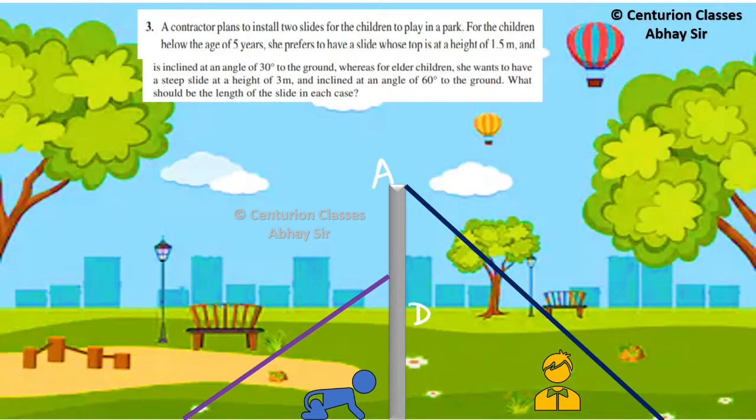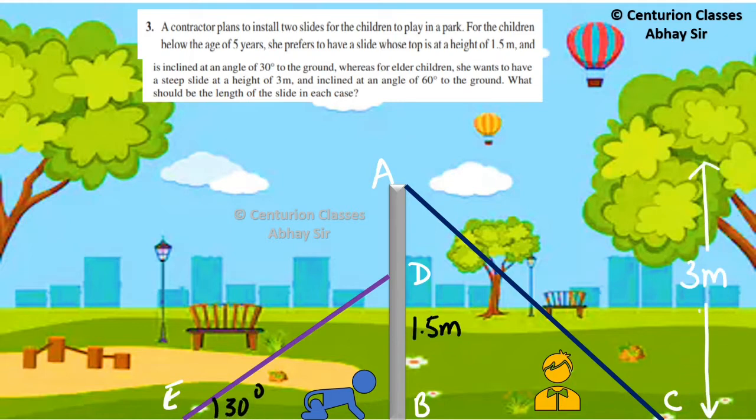Hello students, as you can see in the animation, there are two slides, one for younger children and one for older children. The angles are given 30° over here. The length of BD is 1.5 meters and the length of AB is 3 meters. We need to calculate the length of each slide.